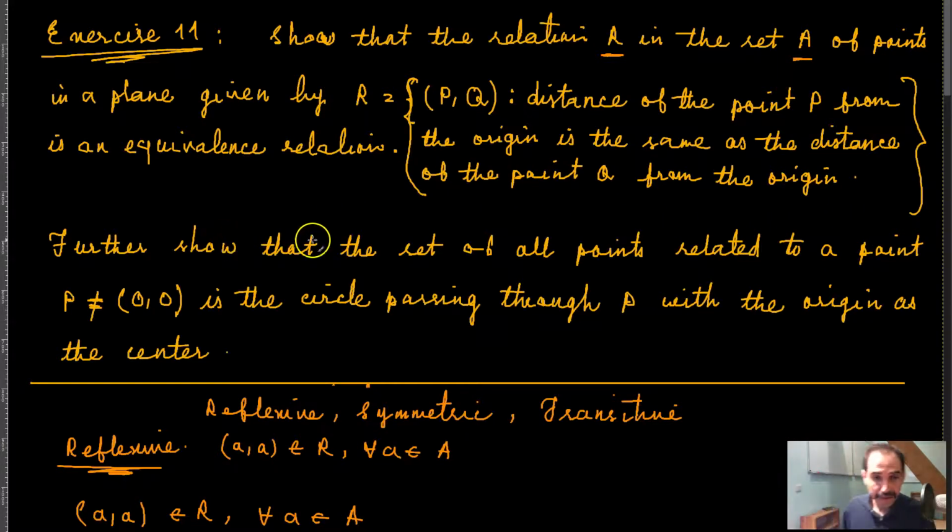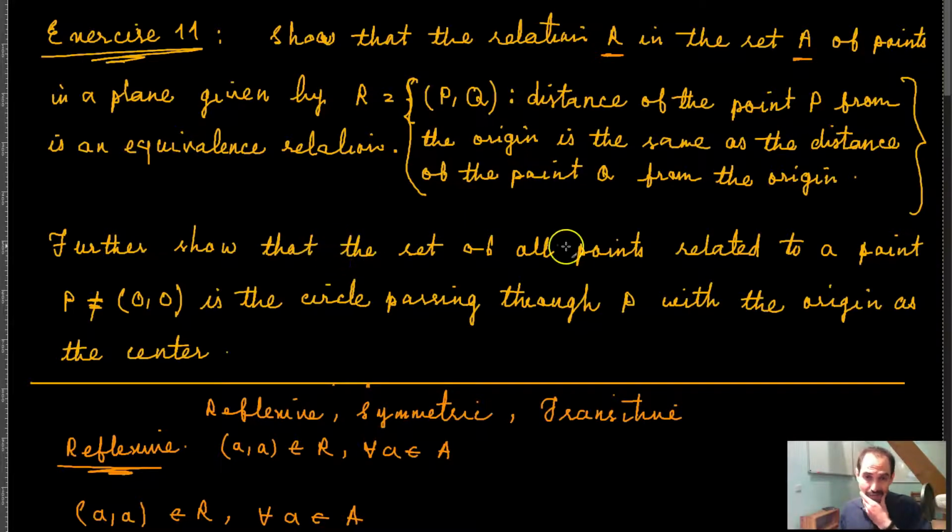Now, the set of all points related to P. Suppose that P is not the origin, is some point in the plane, right? Now, under R, which is basically all of these ordered pairs (P, Q), where the distance of P from the origin is the same as the distance of Q from the origin, if that's the case, then (P, Q) belongs to R, right? That's the condition that we have here.